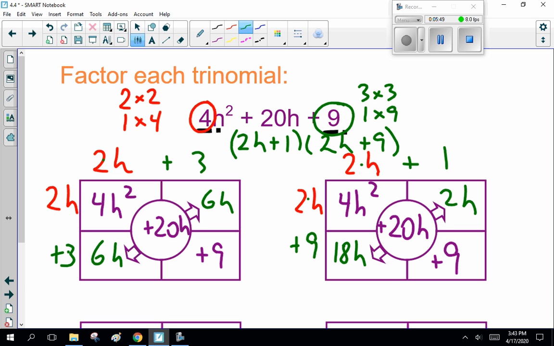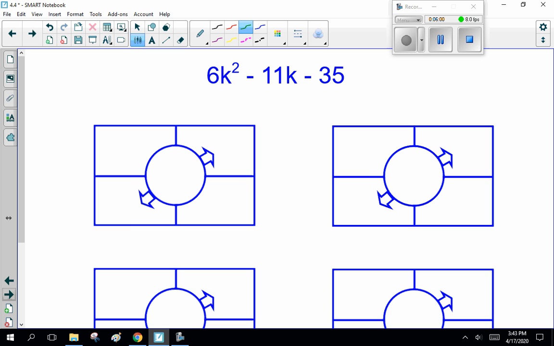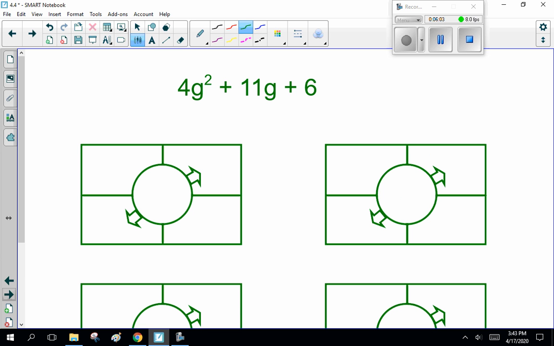Okay? Now, I'd like to point out they're generally not that hard. They're just lots of possible answers, and you've got to check and check and check. And yeah, we do. This one is ugly, so I'm going to skip this one. Go on to this one. 4g squared plus 11g plus 6.